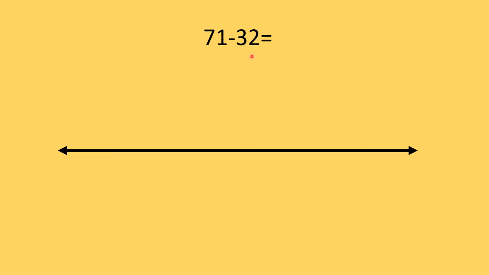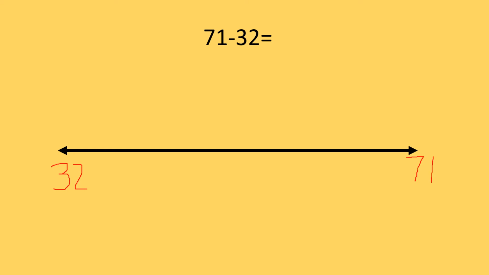Okay, awesome possums, let's look at this first subtraction problem, 71 minus 32. My first step would be to put 71 and 32 on the number line. 32 is before 71 on the number line, so 32 is going to go first. 32, right there. I'm going to put 71 on the other end of the number line.